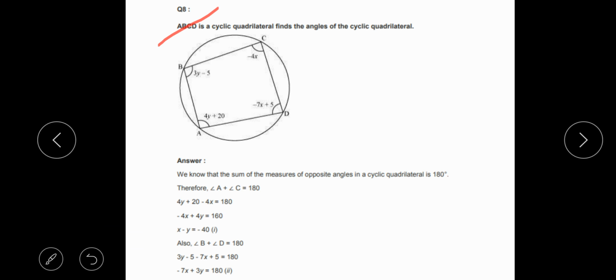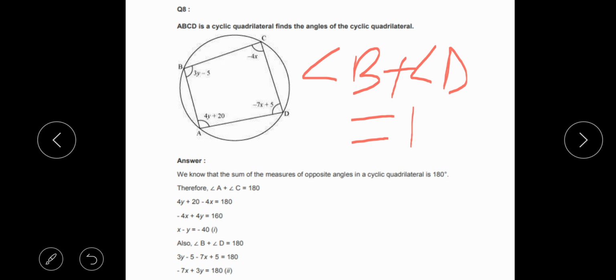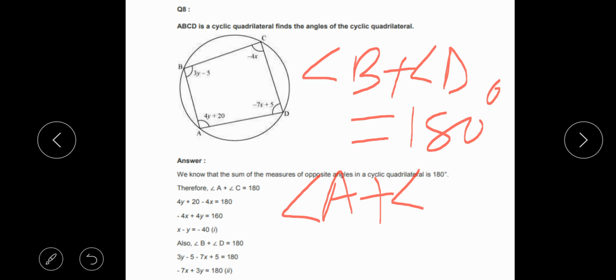So let me explain what is the property of cyclic quadrilateral. In a cyclic quadrilateral, the sum of the opposite angles is always equal to 180 degree. Opposite angles means here angle A and C are opposite. Here B and D are opposite. So by the property of cyclic quadrilateral, what we have to write: angle B plus angle D is equal to 180 degree, and similarly angle A plus angle C is equal to 180 degree. So this one we have to use here.